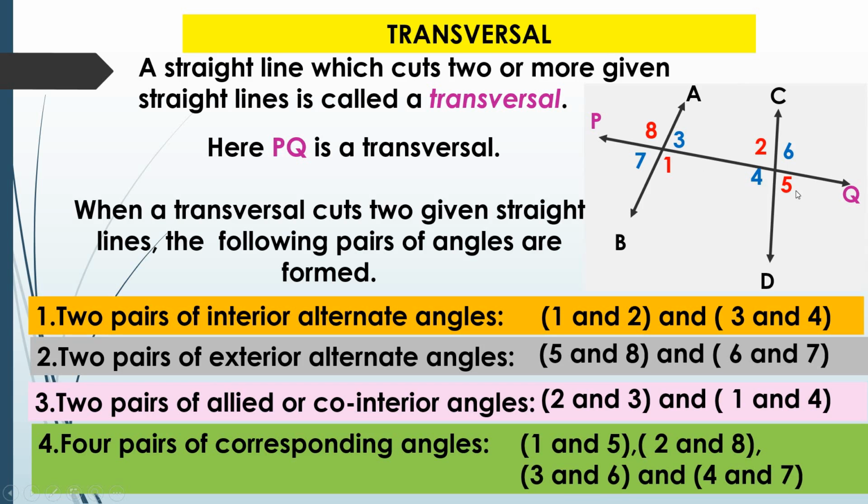And the last one is 4 pairs of corresponding angles, and they are 1 and 5. So 1 and 5 are corresponding angles. 3 and 6 is another pair of corresponding angles. 8 and 2 is also another pair, and 4 and 7 also forms another pair of corresponding angles. So we have 4 different types of angles when a transversal cuts two straight lines. When such a thing happens, 4 different types of angles get formed.